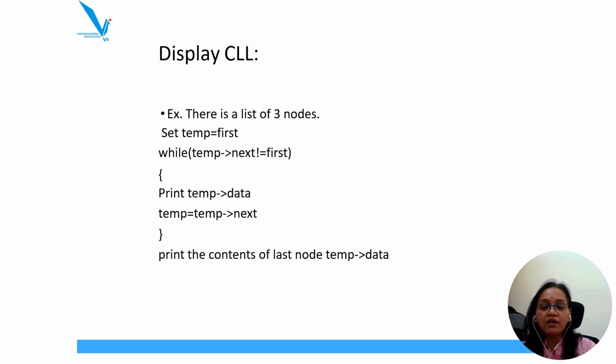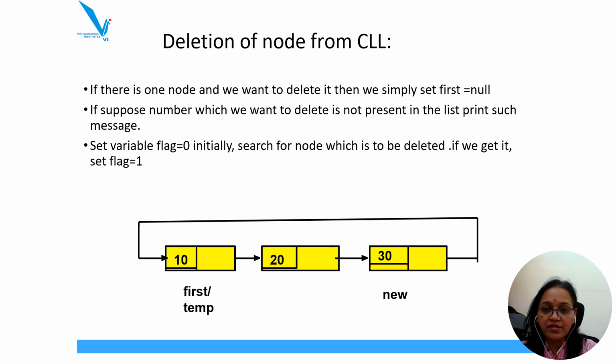Now displaying the circular linked list. So what you have to do, while temp of next is not equal to first, print temp of data and temp is equal to temp of next. Okay, you have to traverse the list जब तक वो first को point नहीं करता है, and simultaneously you have to print the data of the temp. This will display your circular linked list.